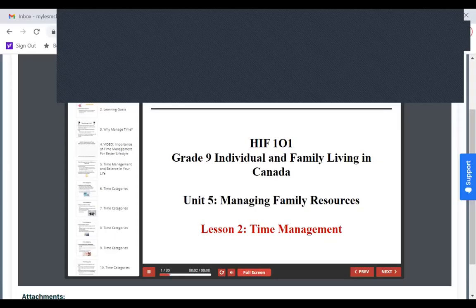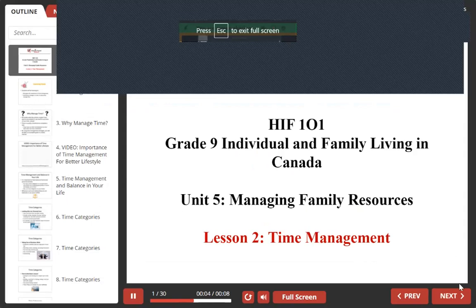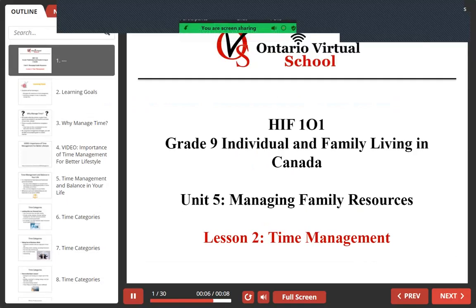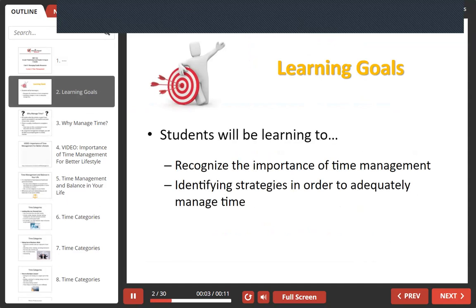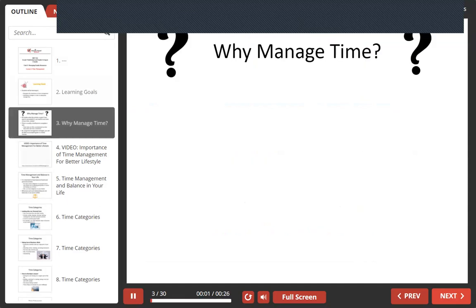Guys, welcome back to Unit 5, Managing Family Resources, Lesson 2, Time Management. So our learning goals for this lesson will be to recognize the importance of time management and identify strategies in order to adequately manage time. Why should we manage time in the first place?